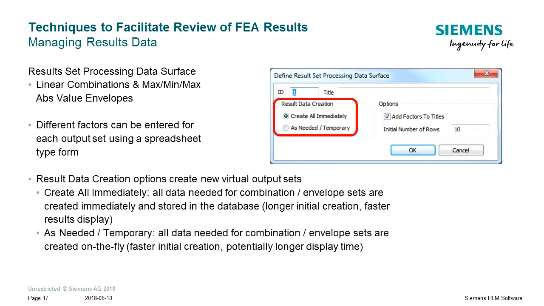For the result set processing data surface, there are two ways of creating the data for this data surface. Create all immediately, which creates all of the data needed for the combination envelope sets immediately and stores them in the database. This will require a longer initial creation time, but subsequent access to the data and results display is faster. Second is as needed or temporary, which creates the data on the fly. This data is not stored in the database and is only kept temporarily. The initial creation time for this method is faster, but subsequent access to the data and results display may potentially take longer.